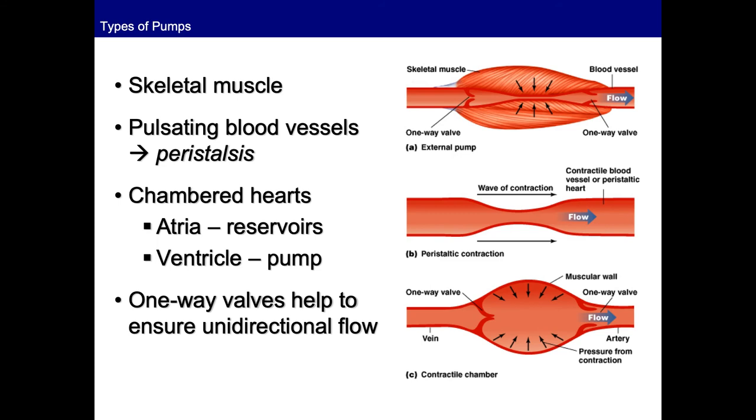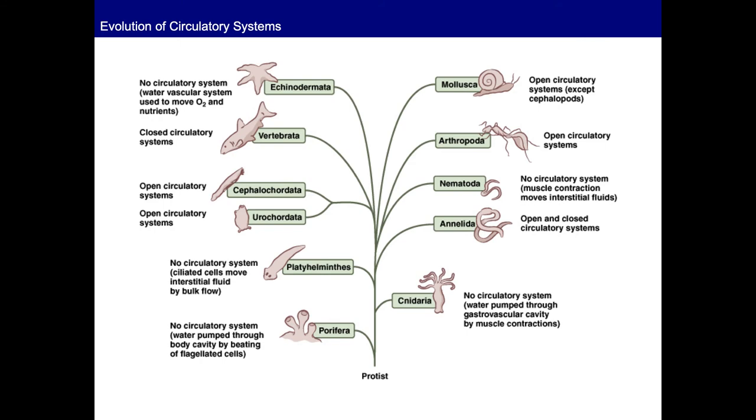We have four-chambered hearts. We have two atria and two ventricles. And again, those valves within the vasculature help to ensure unidirectional flow. Here's just, if you're taking zoology or you're familiar with some of the zoological concepts, these are the major phyla within the animal kingdom. And you can see there's a variety of different circulatory systems.